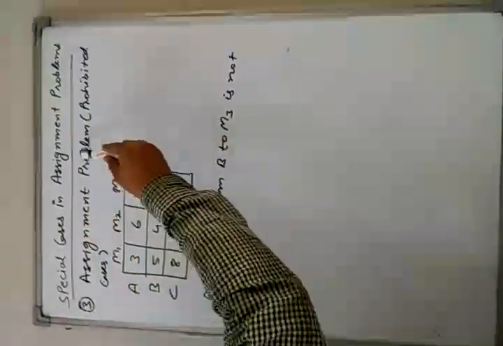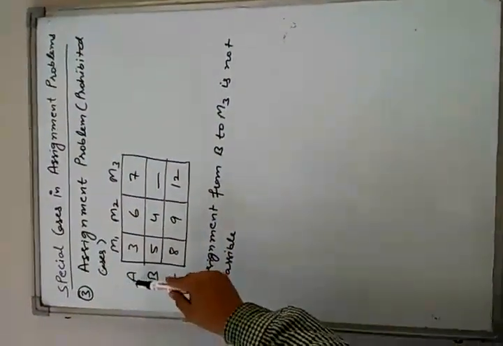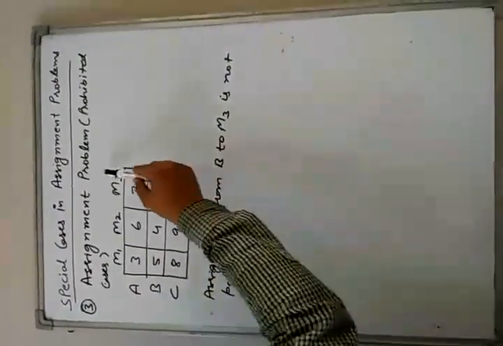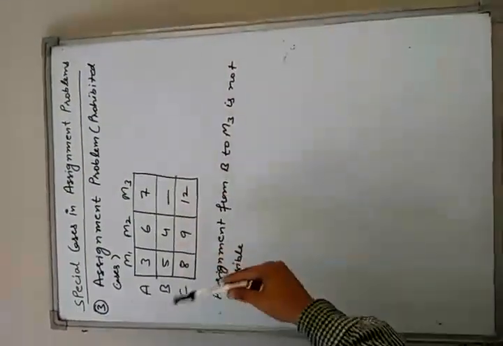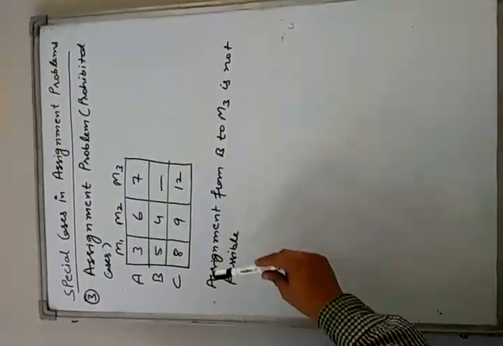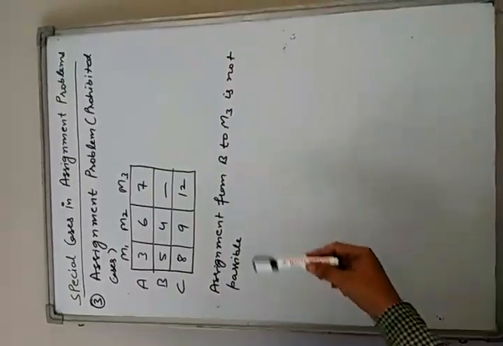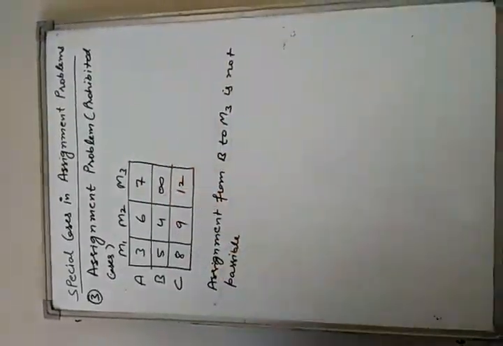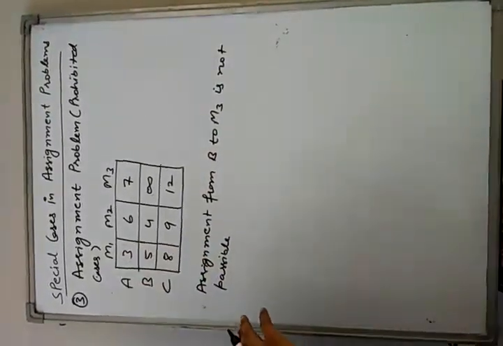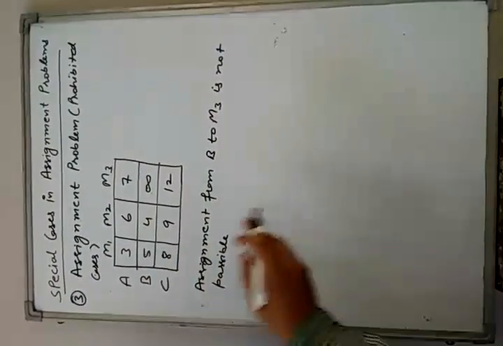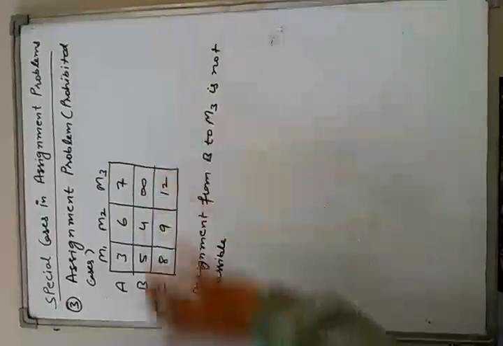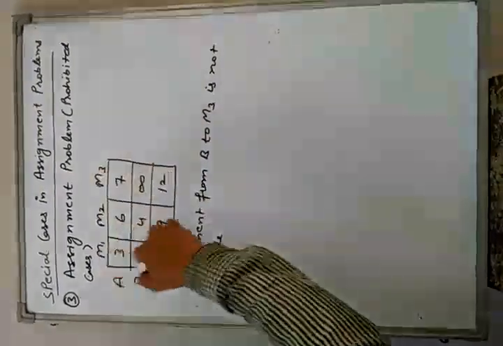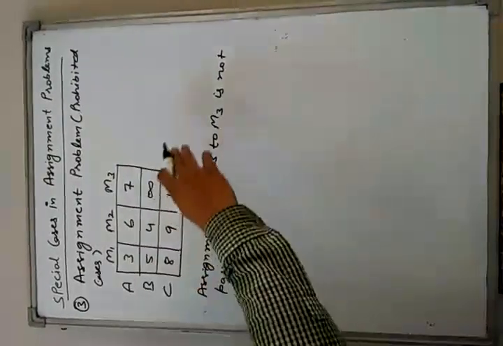The third case is assignment problem, prohibited cases. Consider this example. Here three persons A, B, C and three machines M1, M2, M3, and this is the cost. Here corresponding to B and machine M3, cost is blank. Like, sometimes it can be asked that assignment from B to M3 is not possible. To deal with such cases, you have to assign infinity in that cell and proceed in the similar manner. Apply Hungarian method to solve this problem. Remember one thing, that whatever you add in infinity, the answer is infinity. Whatever you subtract from infinity, answer is infinity. Now, after assigning infinity, apply Hungarian method to find the optimal solution of this assignment problem.